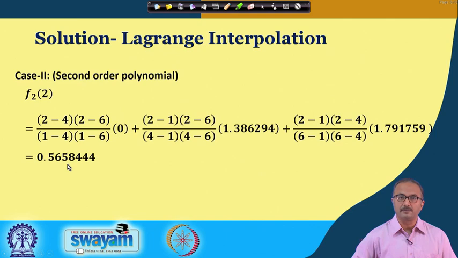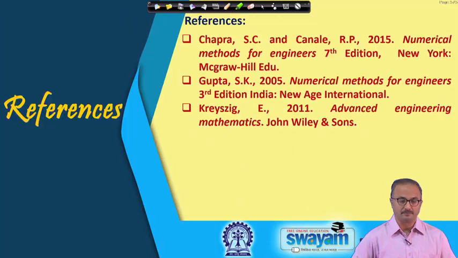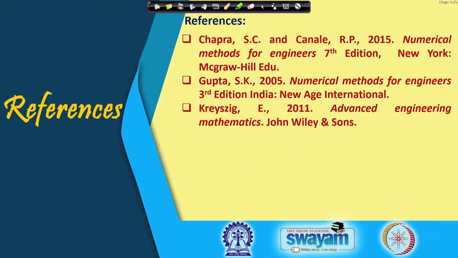Okay. So we find that in this Lagrange formula also we are able to get a better value if we increase the order of the polynomial, and similarly we can keep on going for higher and higher order using the Lagrangian formula. So these are the books which you can refer to for further explanation on these theories.